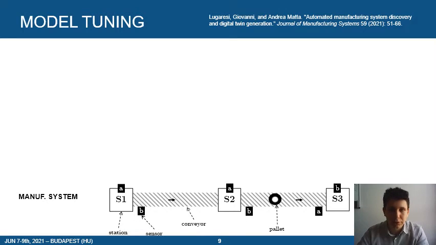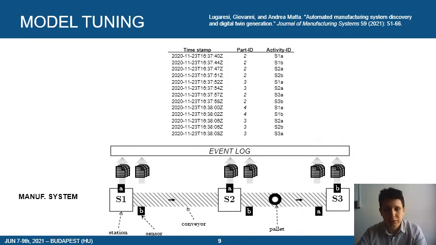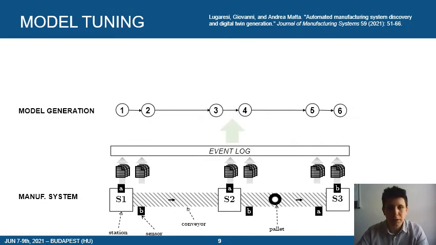Once we have generated a model, we can also understand that the model generation might not be enough. For instance, if we take the event log of a manufacturing system and generate a model with the model generation technique, we might end up with a model that is overly complex. For example, in this figure, we have a three-station manufacturing system, and this generates a six-station graph model. This is because the event log records information also about the passage of parts through sensors.